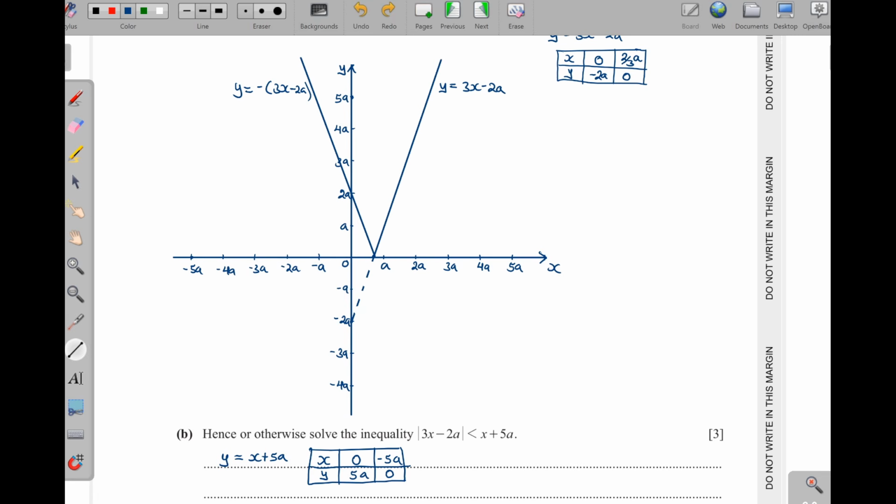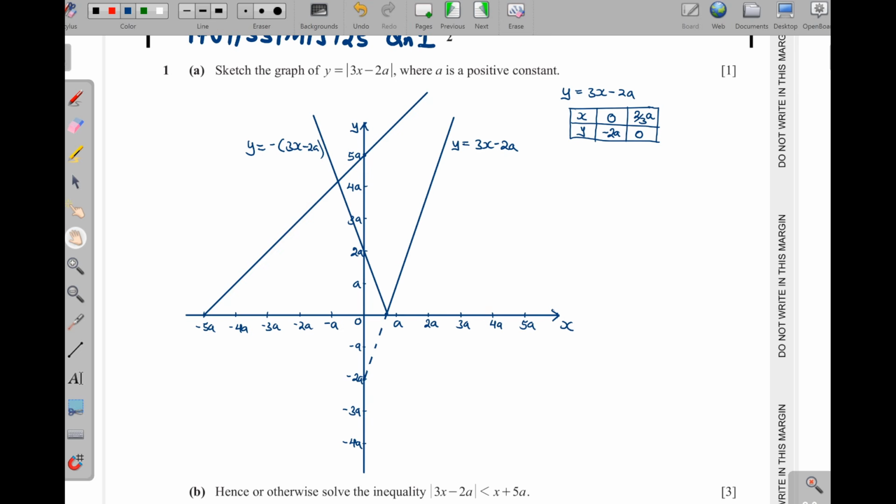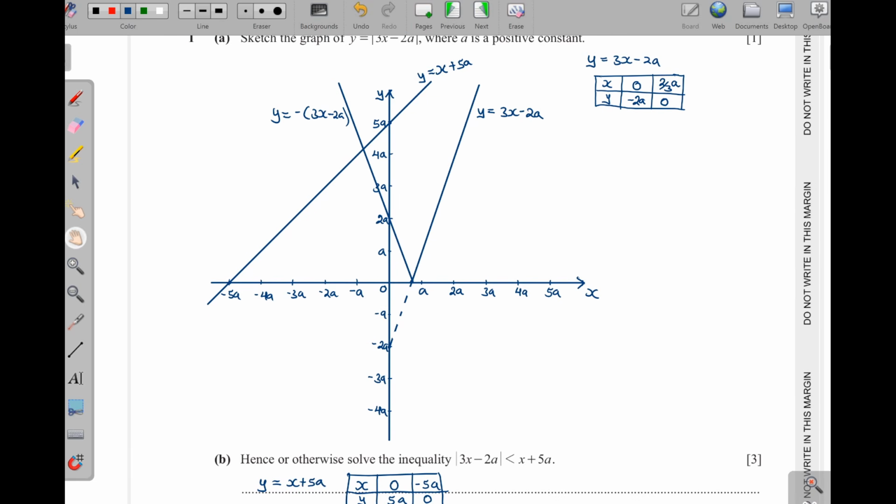Now we can draw a line through those points. So this one actually goes beyond the x-axis because it is not having the modulus, okay? So if I can just do that, we draw and then make it pass through the x-axis, okay? So this is y, which is equal to x plus 5a. Now this line we have drawn intersects with this reflected part here, okay?